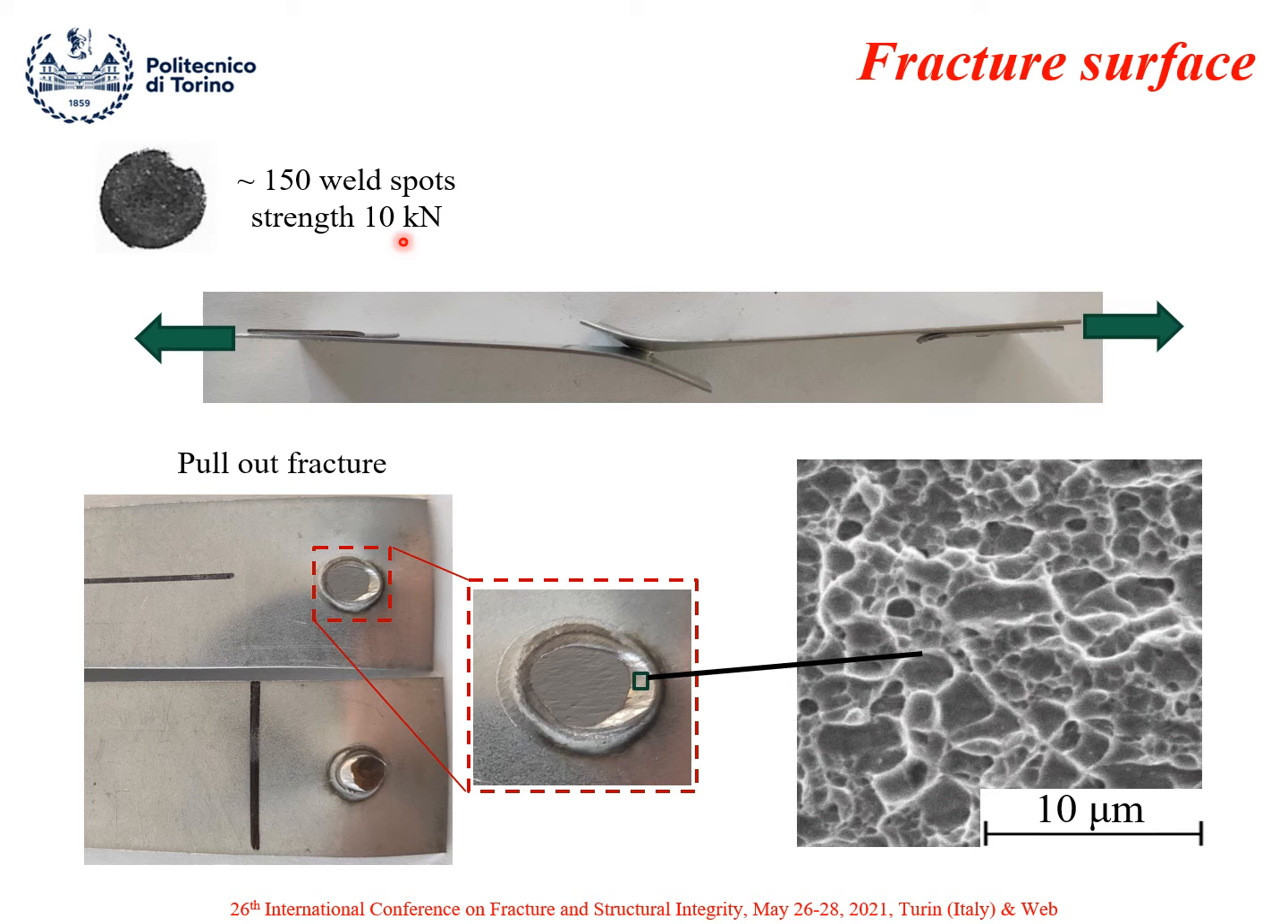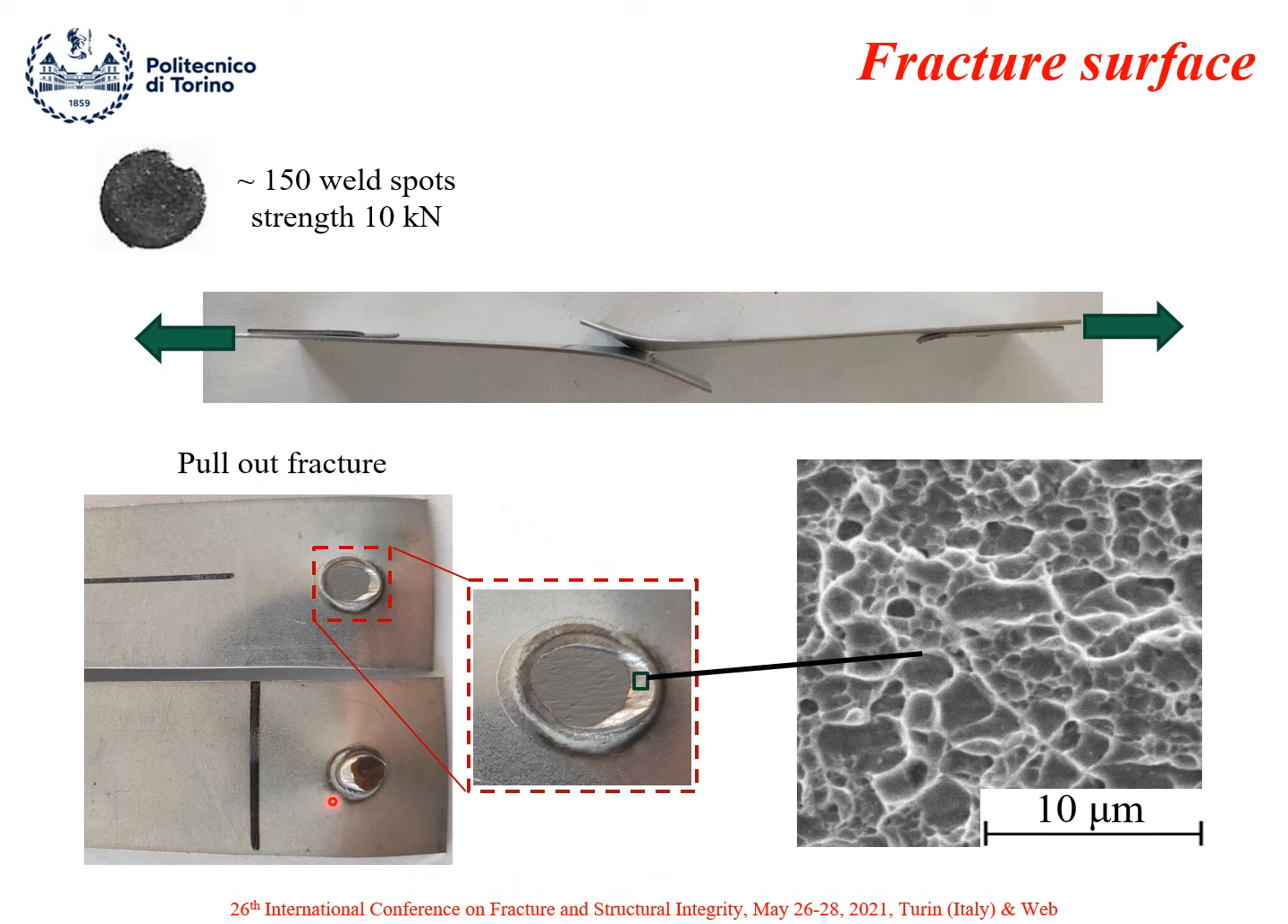Here you can see the results obtained after about 150 weld spots. In this case, the welded sample exhibited a strength of 10 kilonewton. This is the loading condition, and particularly this picture shows you the end of the test where we had a fracture in this region. And particularly, you can see this region by separating the two parts in this other picture.